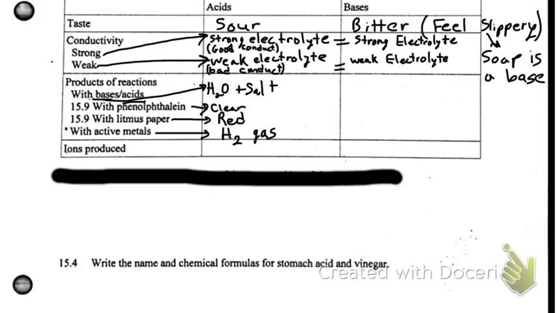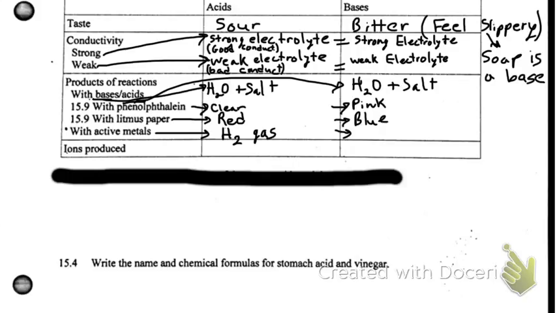Now we'll fill out the base column. When bases interact with acids, again, they form water and a salt. You know that from our neutralization work. When bases interact with phenolphthalein, they form pink. Think about it as your burette was filled with base, and as you added drops from your burette, it turned pink and disappeared until it finally turned pink and stayed pink, indicating that you had base in the mixture. When bases hit litmus paper, they turn blue, and when bases react with active metals, there's no real reaction.